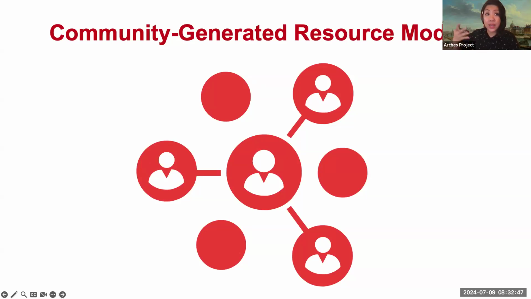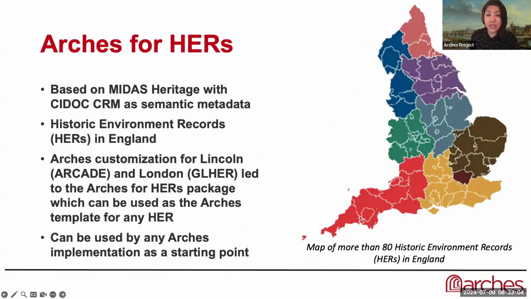And so the second option is not to start from scratch. It's to use community generated resource models as the basis, either the starting point or just using it entirely for your resource models. Now, an example of this is the Arches for HERs project or package. HER standing for Historic Environment Records.